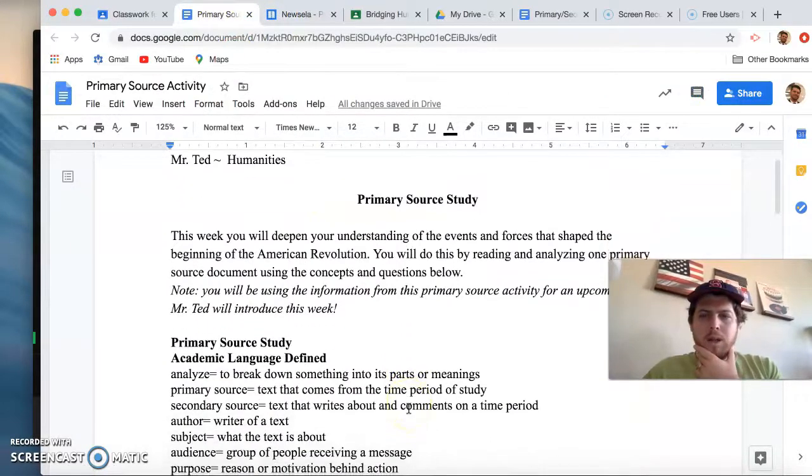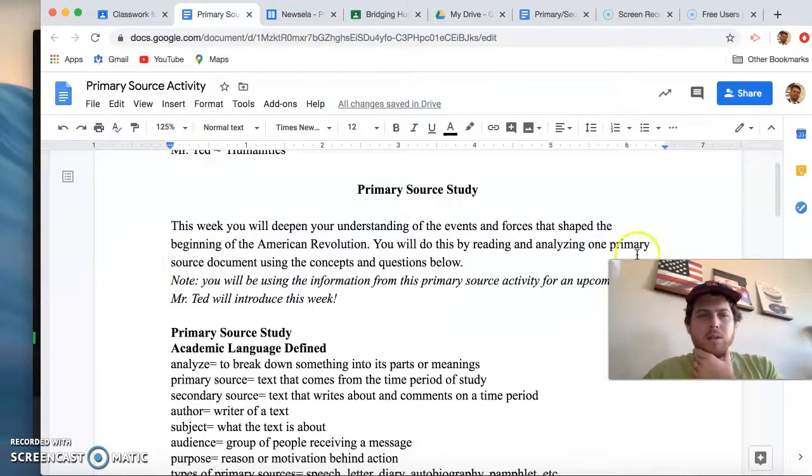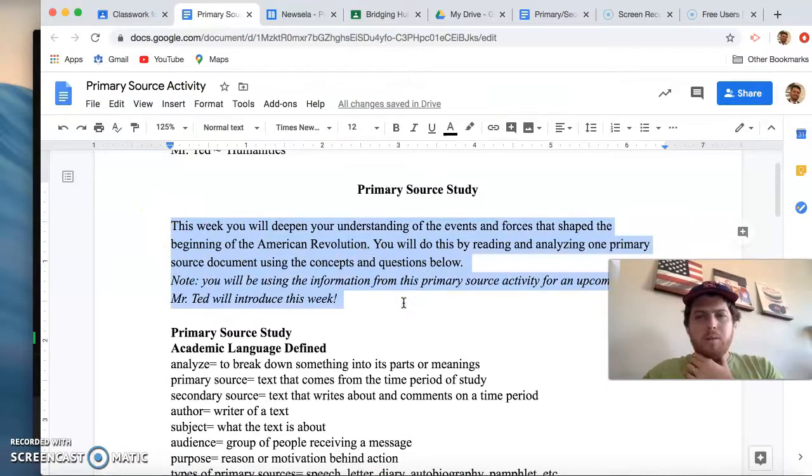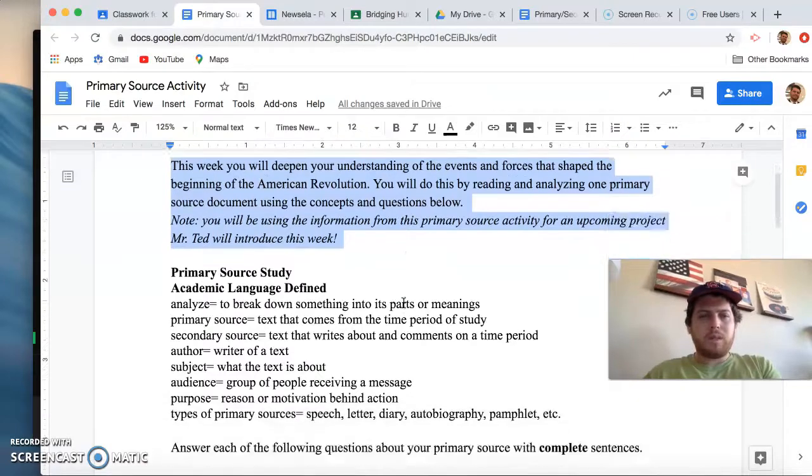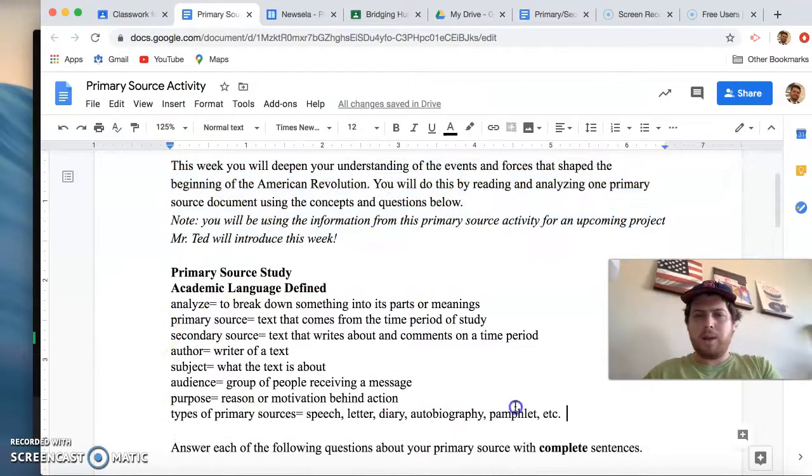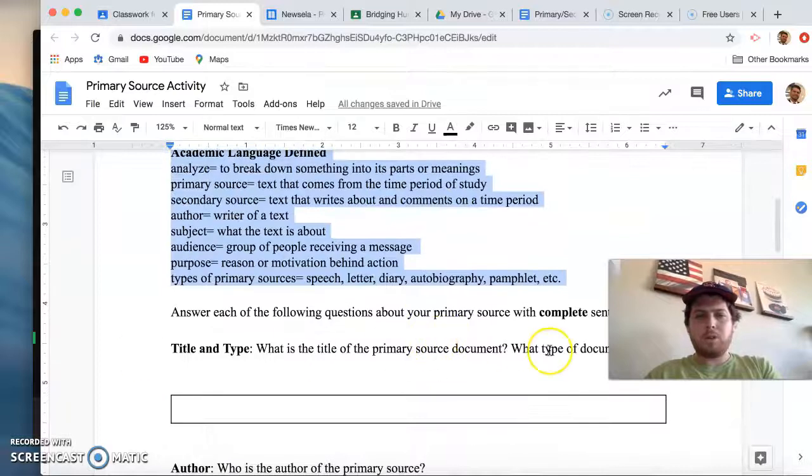So, this is the document that I created for you. It's a lot of text right here, right? Really, what you're doing is after you read the primary source, you're analyzing it. Analyzing is a big, fancy academic word, but really it just means breaking it down into its parts. And those parts can be very simple if you know what you're looking for. So that's what we're practicing here: analyzing and breaking down a primary source into its parts.